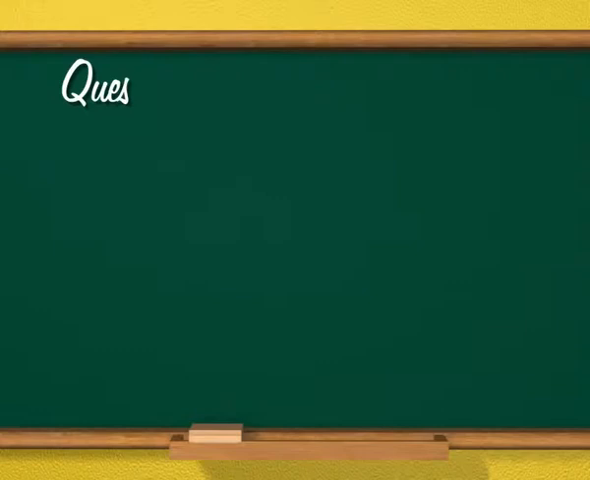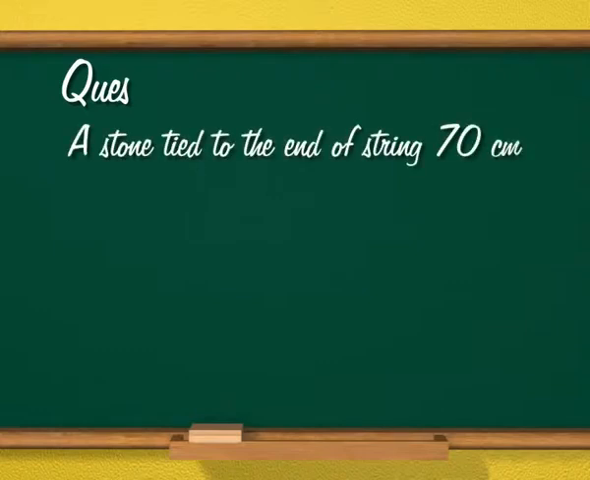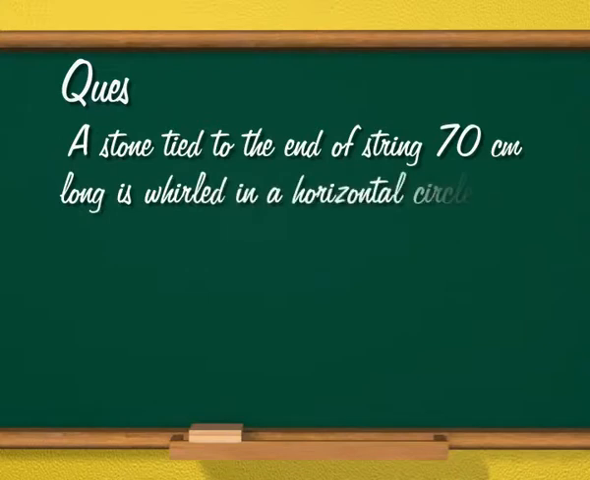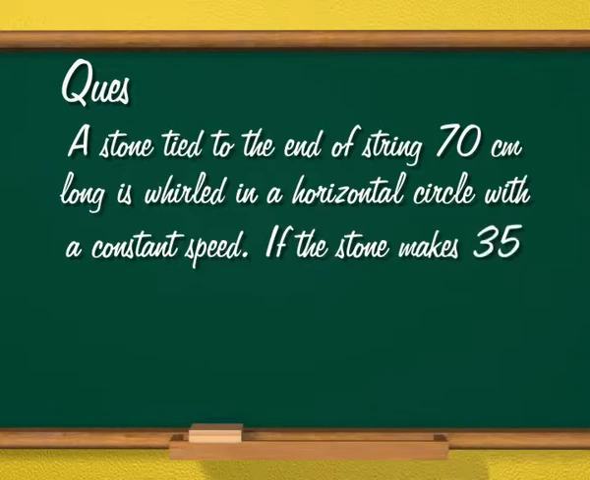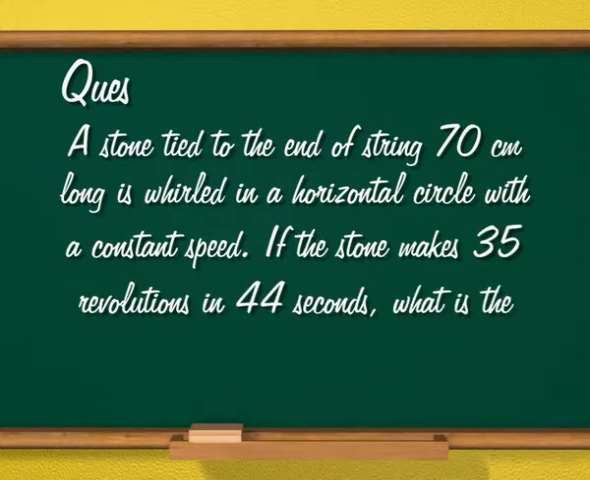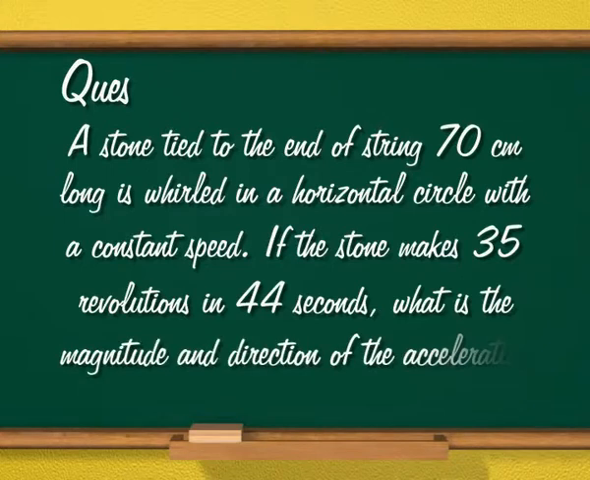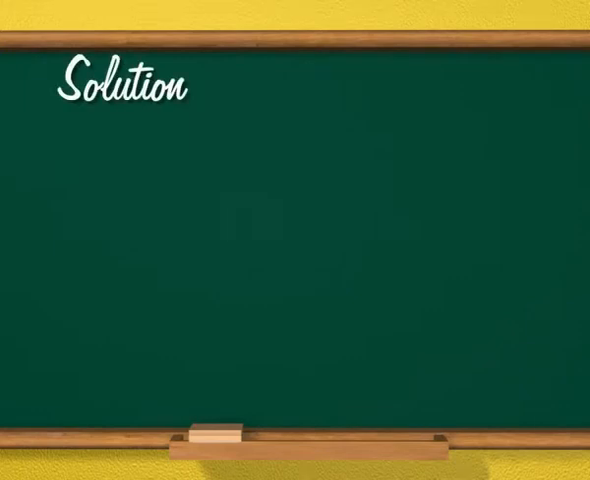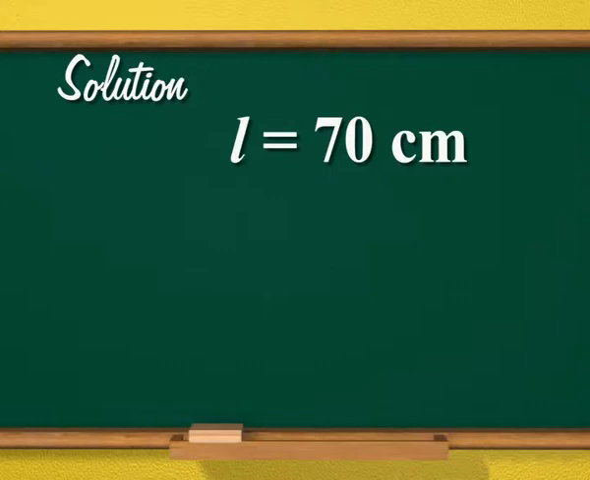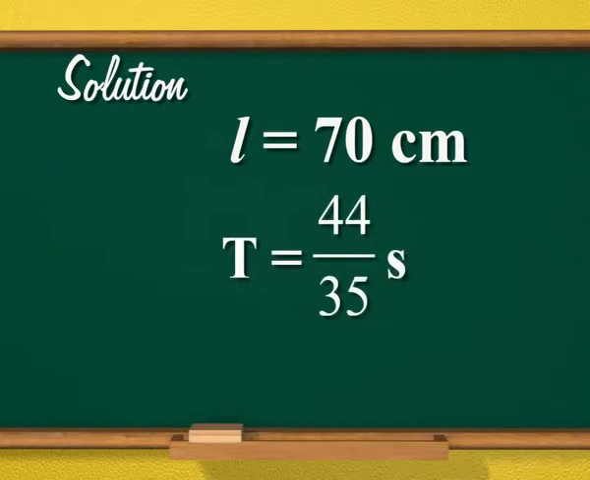Question: a stone tied to the end of a string 70 cm long is whirled in a horizontal circle with a constant speed. If the stone makes 35 revolutions in 44 seconds, what is the magnitude and direction of the acceleration of the stone? Here, the length of the string is L = 70 cm. As the stone whirls 35 revolutions in 44 seconds, the time period of the revolution is T = 44 / 35 seconds.